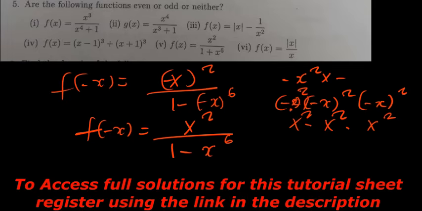So if that's the case, do I have plus or minus? Okay, here there is plus. So if that's the case, then I can clearly see that this is the same as the original function. So f of negative x is equal to f of x. Therefore, the function is even.